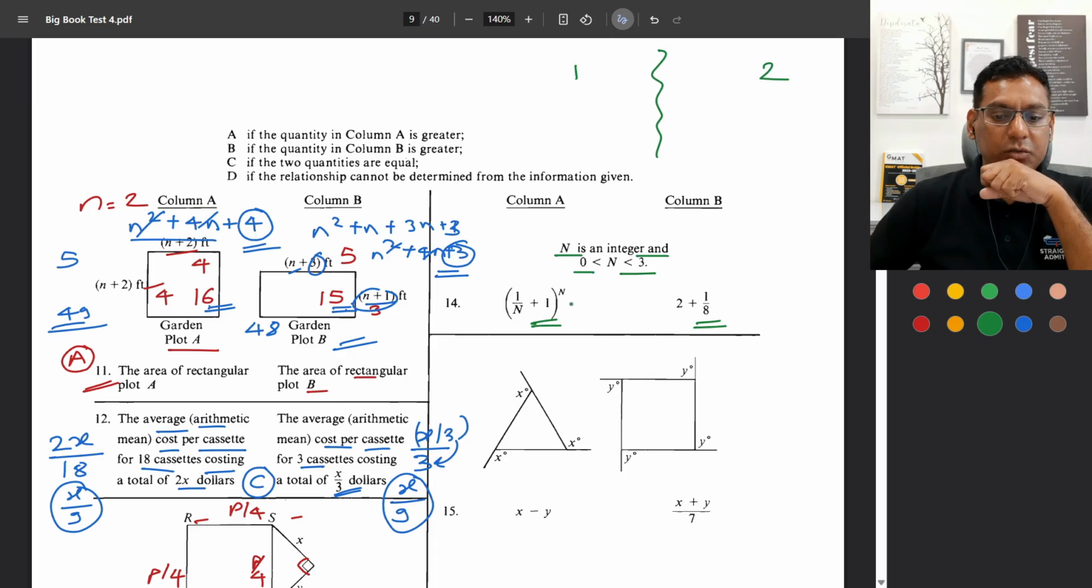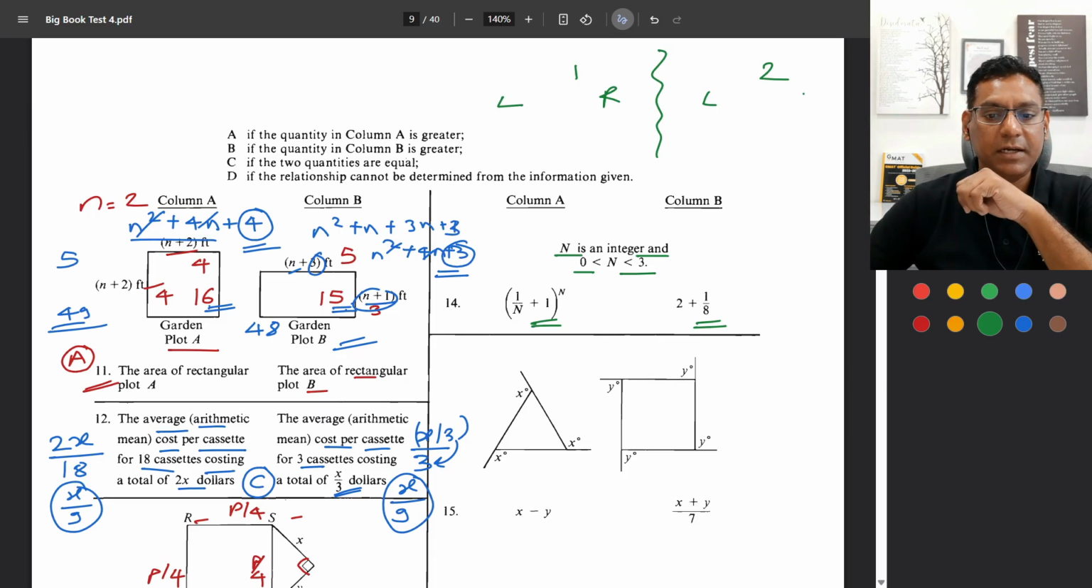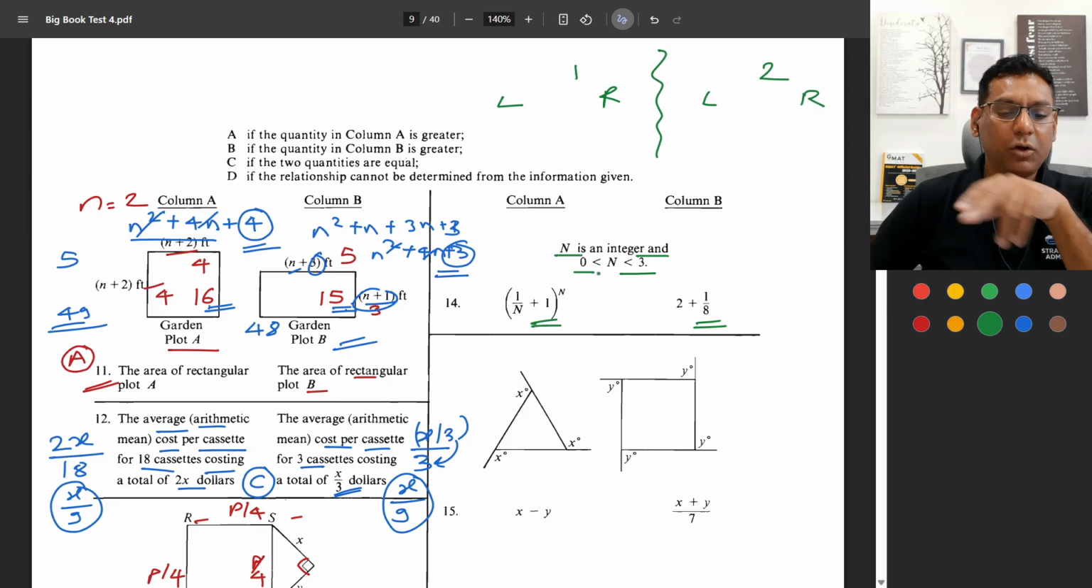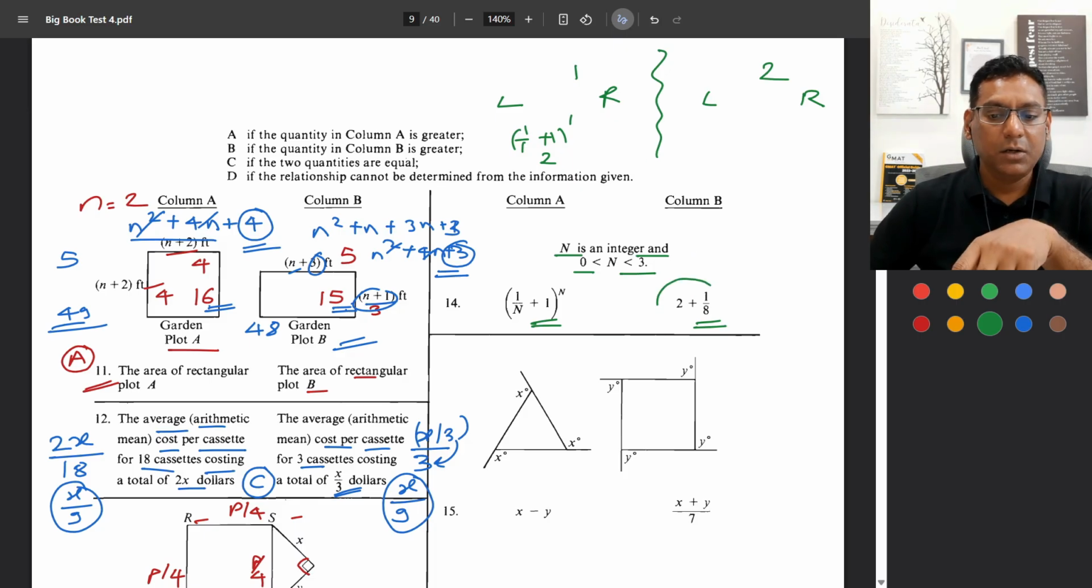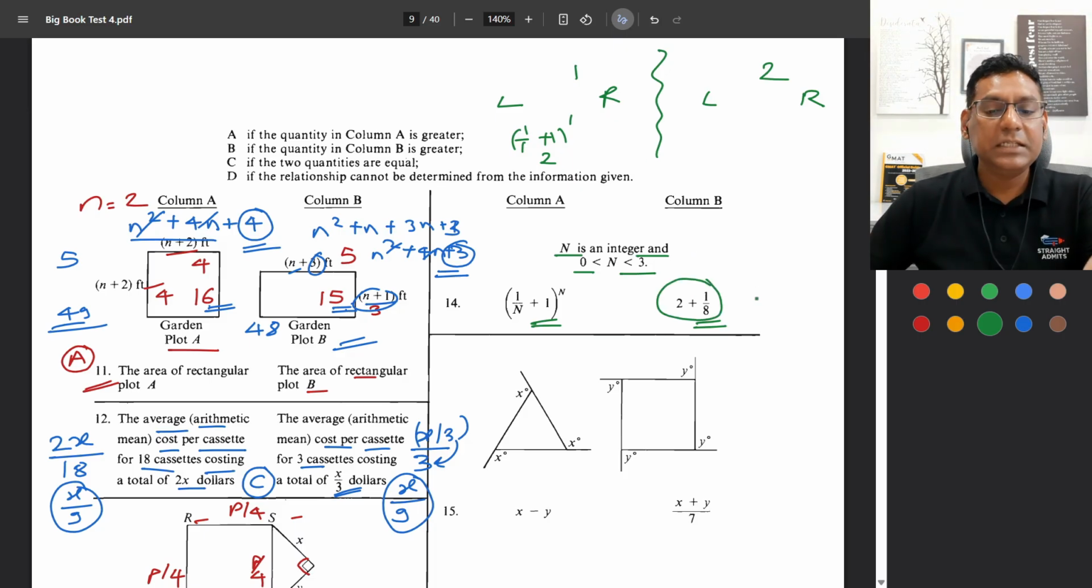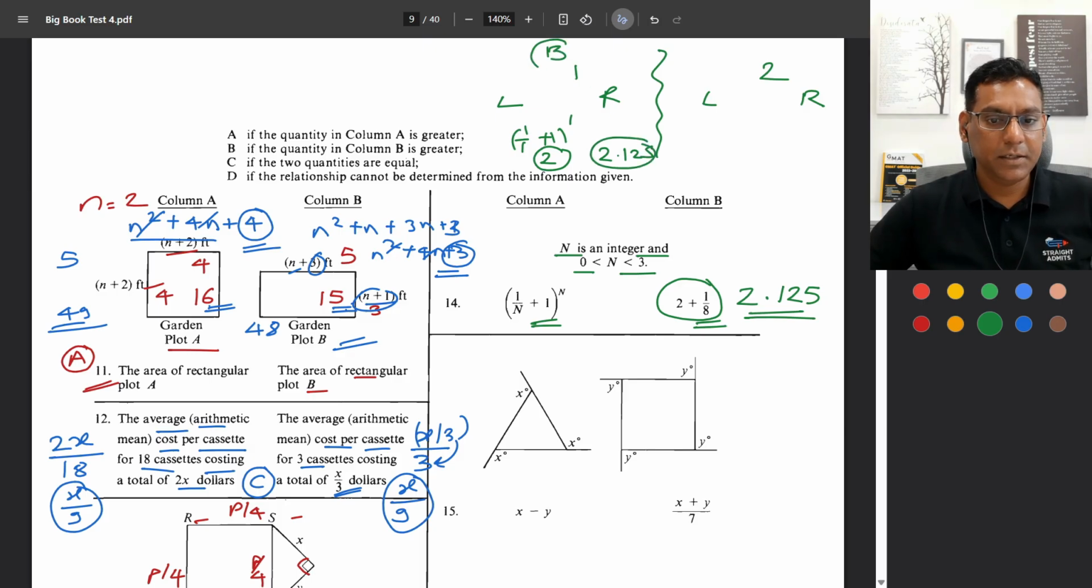So when n is equal to 1, what do I get on left hand side, right hand side? When n is equal to 2, what do I get on left hand side and right hand side? Left hand side, as in column A, when n is equal to 1, I get 1 plus 1 by 1, raised to 1. So that is 2 raised to 1, I get 2. On right hand side, I get a constant number, that is 2 plus 1 by 8. It is easy to do it in decimals. 1 by 8 is 0.125, so it is 2.125. This is fixed actually. So here I got 2, I got 2.125. Answer is B in this case.